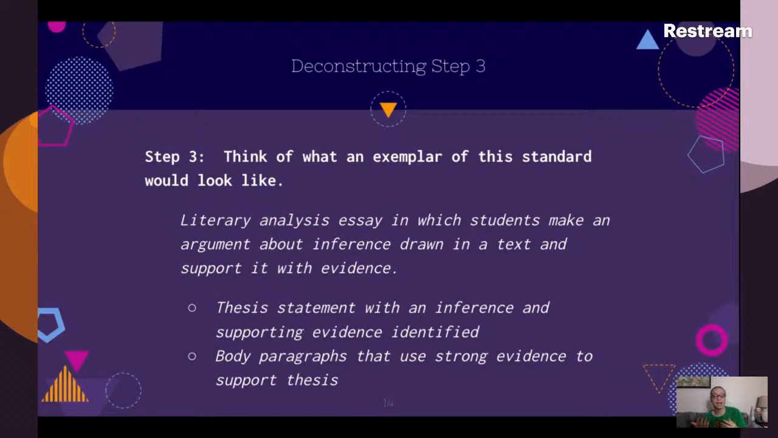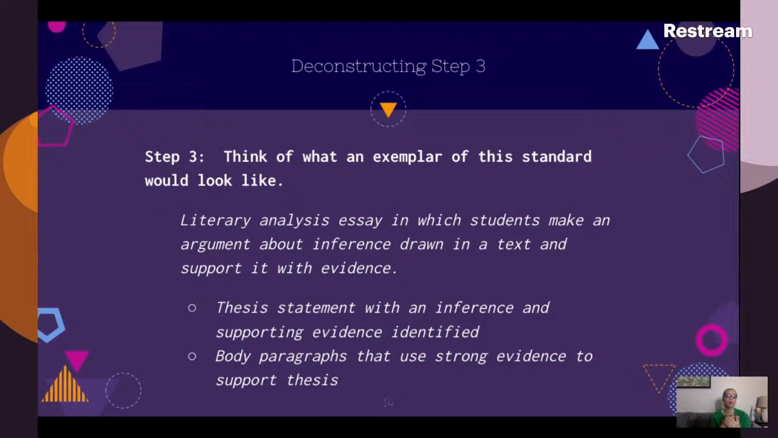As I read this, one of the examples I came up with, and I was an English teacher, so my examples will be English. When I read this, I thought, if a student turned in to me a literary analysis essay in which they made an argument about an inference drawn from the text, and they could support it with evidence, that would probably tell me that they were mastering the skill, that they were able to do RL 9.10.1. That's what they would tell me.